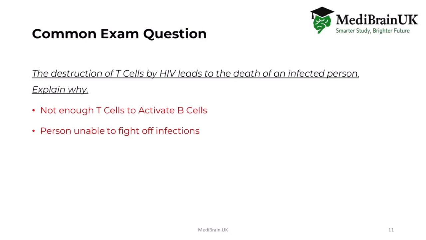HIV targets your T helper cells. That means that you're not going to have enough B cells, you're not going to have any cytotoxic T cells, you're not going to have enough phagocytes. It's going to knock off all the immune cells that you have. And if your body isn't able to maintain those immune cells, then it's not going to be able to fight off any future pathogens which enter your body. So that means that the person will be unable to fight off any infections which come in the future, which makes them more susceptible to dying.